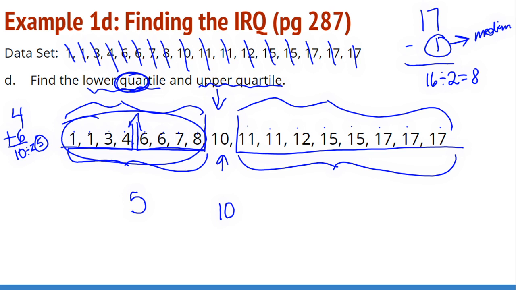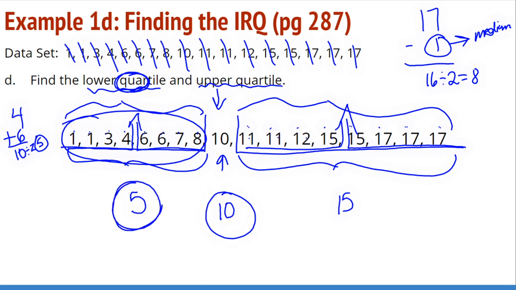Come over here to the upper half, and I've got 1, 2, 3, 4, 5, 6, 7, 8, and I've got 1, 2, 3, 4, and I've got 4. So I need halfway between 15 and 15, which is lovely because it comes out as 15. So I've got 3 numbers now to describe my data set. I have the median, I have what we call the lower quartile, and I have what I call the upper quartile.